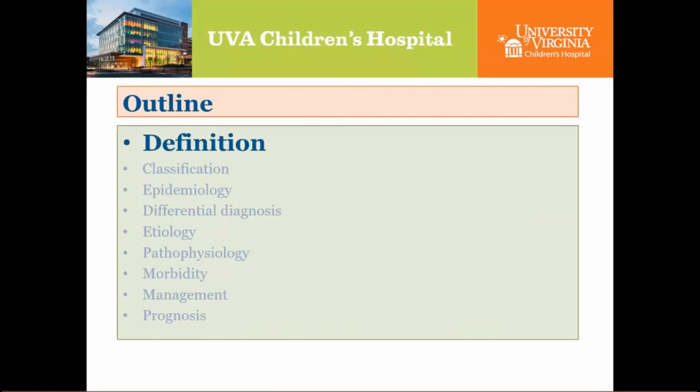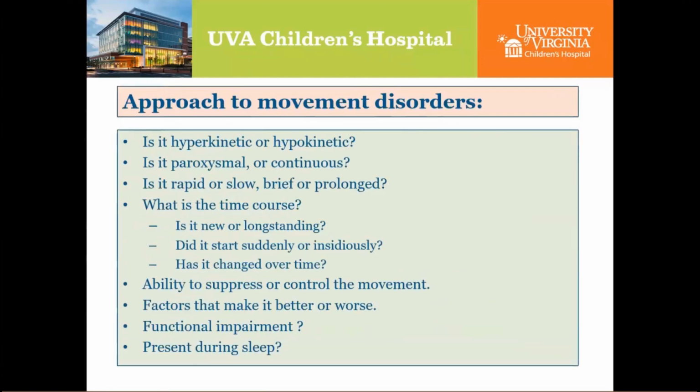Before I tell you what the definition is, I always like to start with this slide, which is what we usually do in the pediatric movement disorders clinic whenever we see someone presenting for evaluation of abnormal movements. These are the types of questions we typically ask to characterize the movement of concern. We start by deciding whether the movement is hyperkinetic or hypokinetic, whether it's paroxysmal or happening continuously, whether the movement itself is rapid or slow, and if it's episodic, whether the episodes are brief or prolonged.